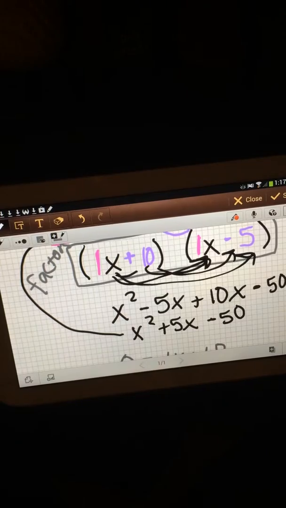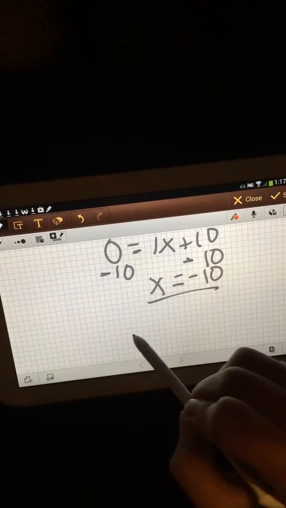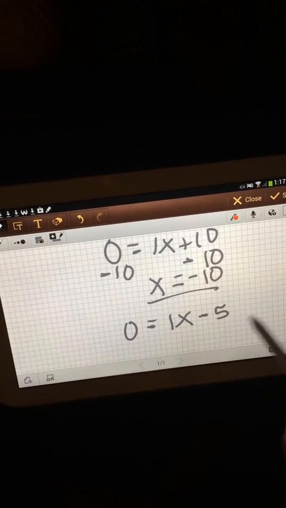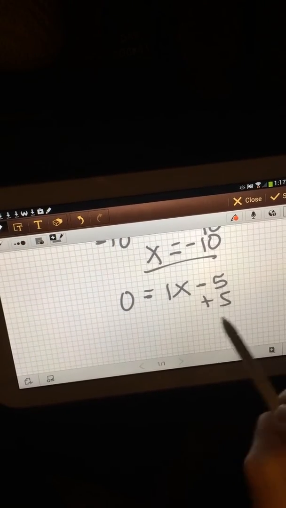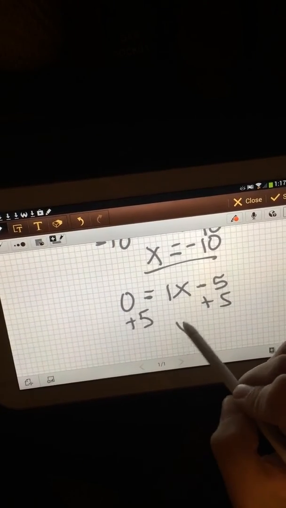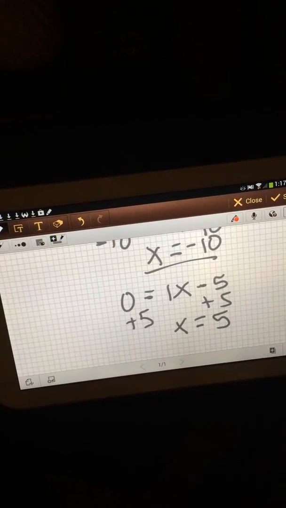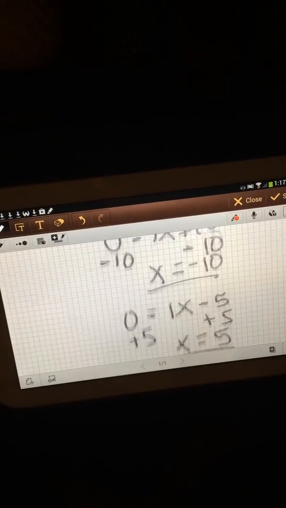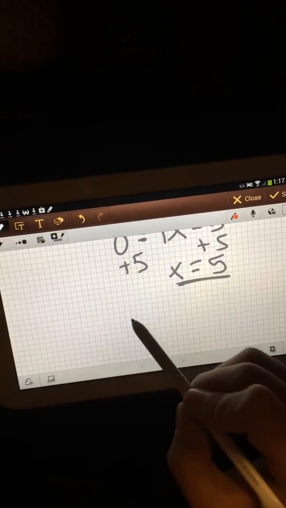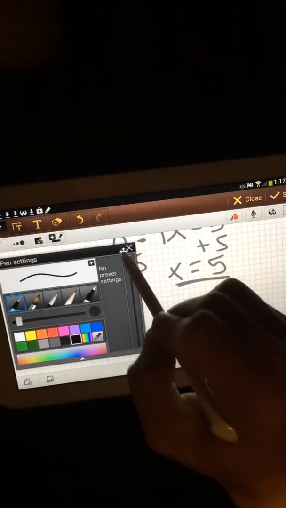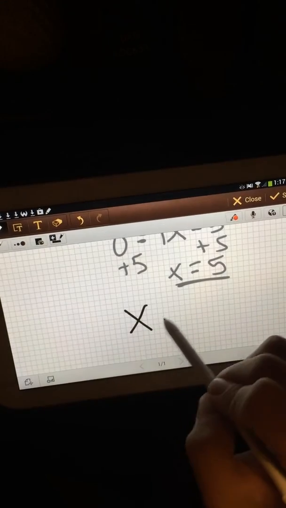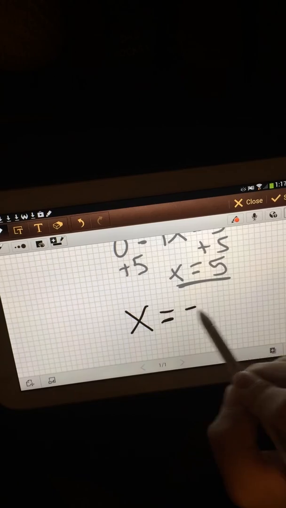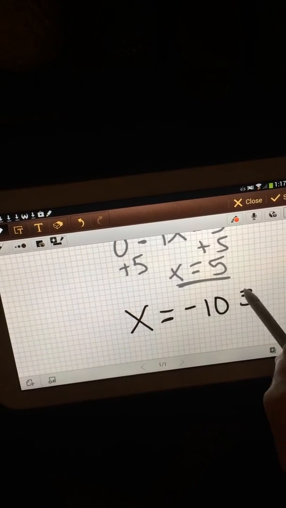Then we have to go back up and set the other one equal to 0. So 0 equals 1x minus 5. Add 5 to both sides, and we get x equals 5. And this will be another one of our answers. So, the answers to our equation are x equals negative 10 and 5.